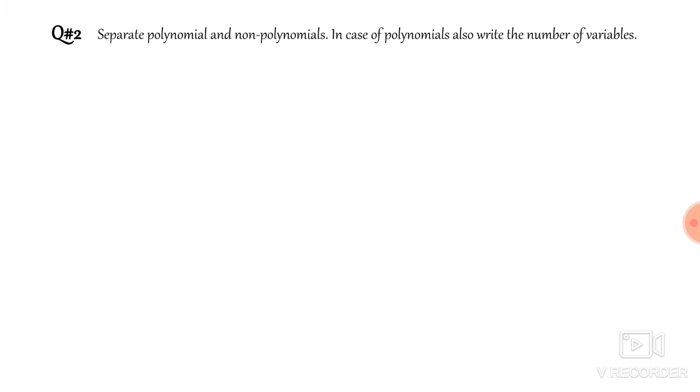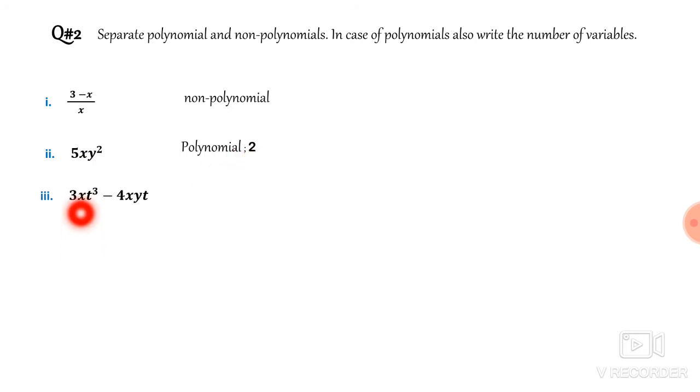Next we have separate polynomial and non-polynomial. In case of polynomials, also write the number of variables. 3 minus x upon x. This is not a polynomial because it is a ratio of two polynomials. This is a non-polynomial. Yes, this is a polynomial, and we have two variables here, x and y. So a polynomial in two variables. Again, it is a polynomial in three variables. We have three variables here, x, y, and t.